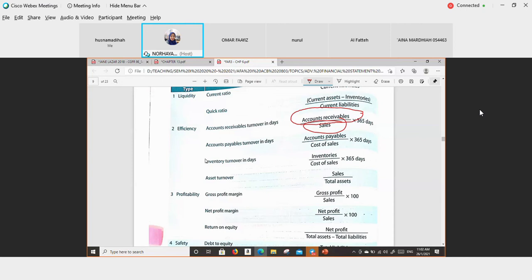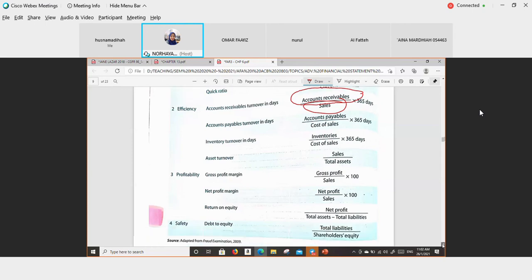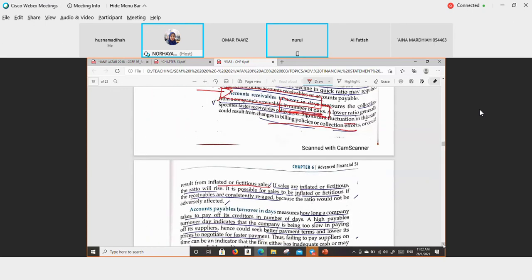Jadi dia akan menyebabkan dia punya number of days dia lebih besar. Faham tak? So itu akan lead kepada apa? Okay. So sales are inflated or fictitious, the ratio will rise. Number of days akan tinggi.